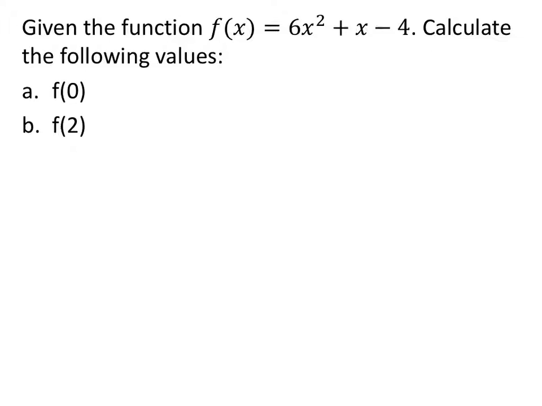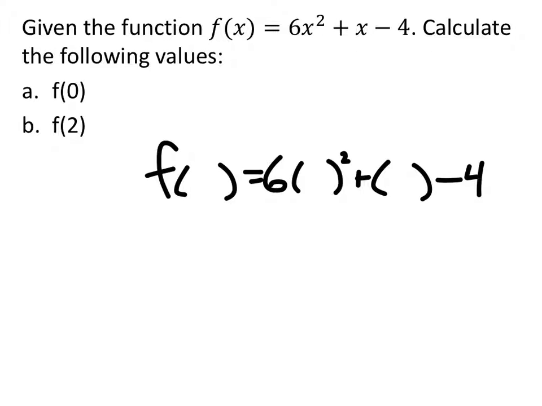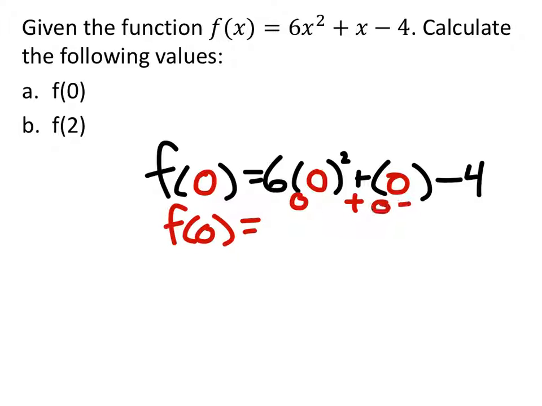Next up, we want to evaluate this function for these two values. So all I've done right here is rewritten the function, but with the x values in parentheses, right? So starting with a, f of 0 means I'm replacing all the x's in the equation with 0. From here, it's just an evaluation process. F of 0, 6 times 0 squared is 0, plus 0 minus 4, that gives us negative 4. And that would be the solution for f of 0. F of 0 equals negative 4.